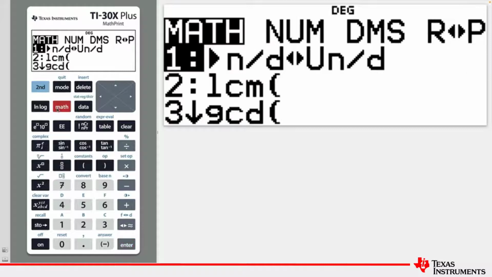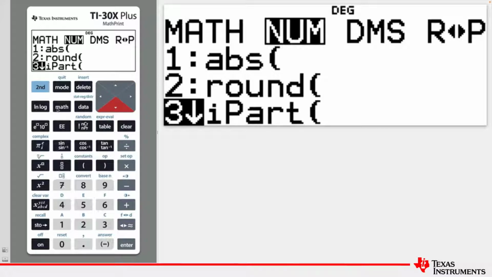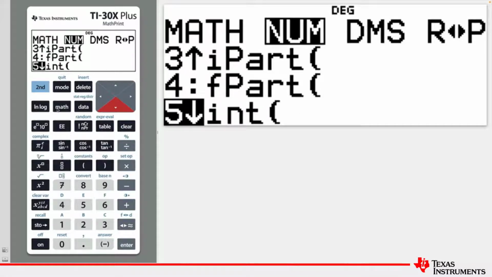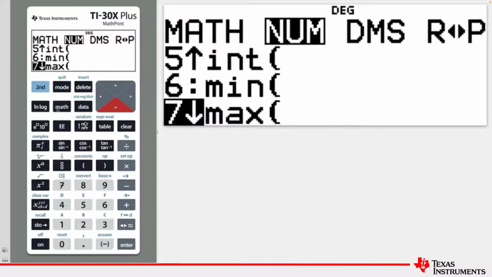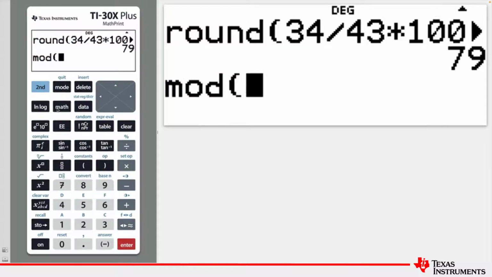Also in the Num menu are some other commands that can be used, such as the integer part, fractional part, int, the minimum, the maximum, and we will finish with an example of the mod function. And the mod function can be used to find the remainder when the first number is divided by the second number.